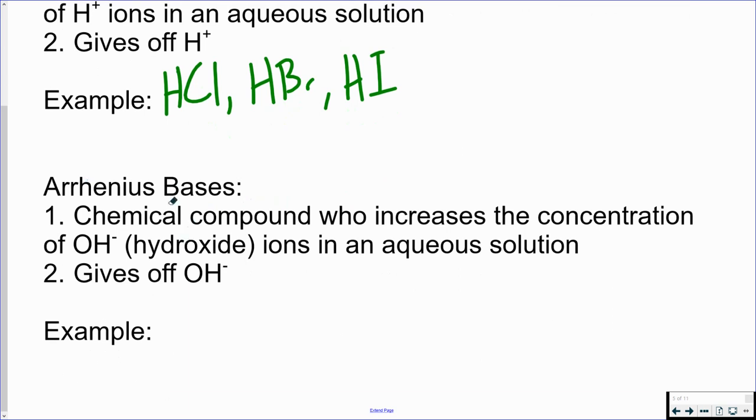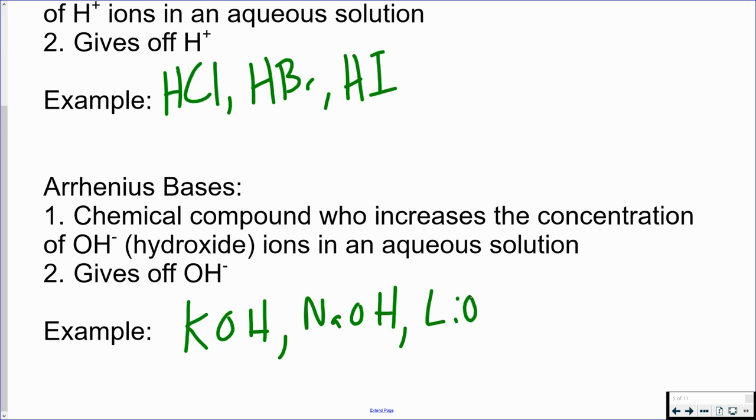And then we have Arrhenius bases, and these are compounds that would increase the concentration of hydroxide, which is OH−. Examples of these would be KOH, NaOH, or LiOH. All of these increase the concentration of either hydrogen or hydroxide by giving them off.